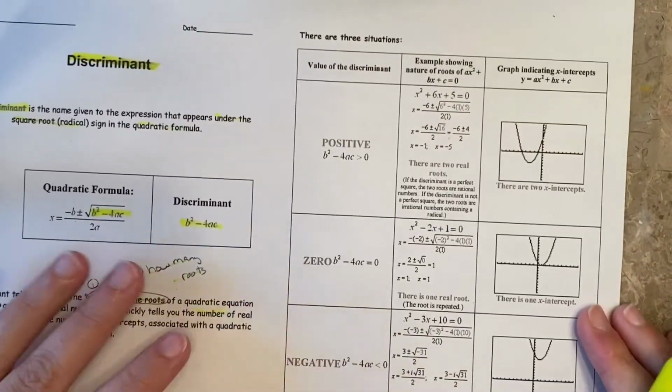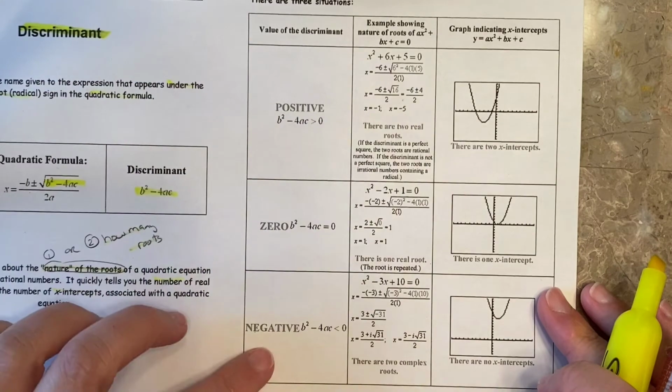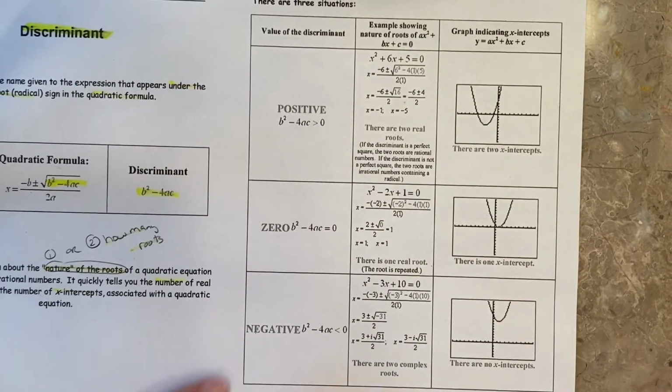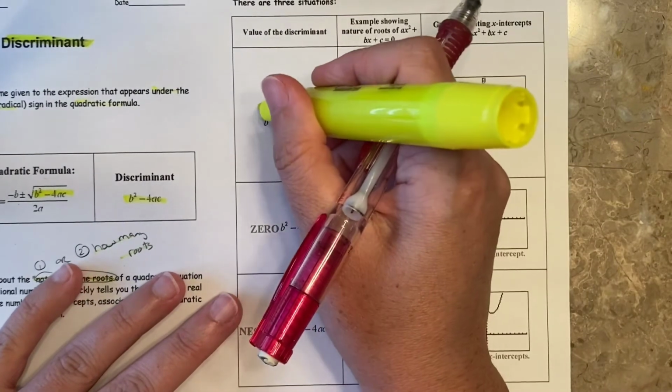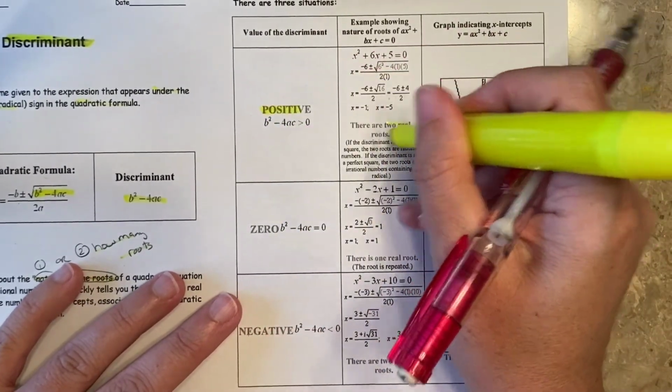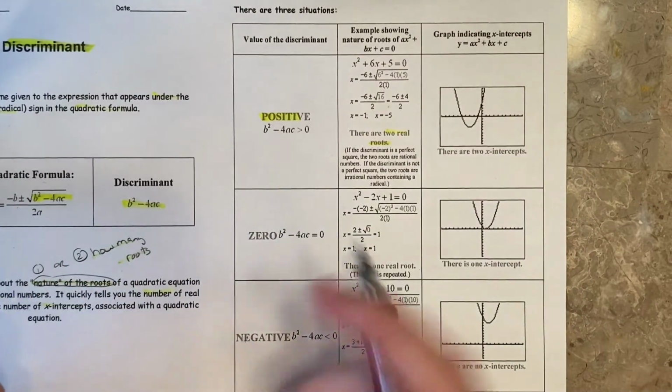Okay, so when I taught you this, I taught you there were 3 different types: positive, 0, and negative. And when you got it, each one of them meant something different. So if you did the discriminant and got a positive answer, that meant that there were 2 real roots. Okay, so let's go through this one and I'll show you.